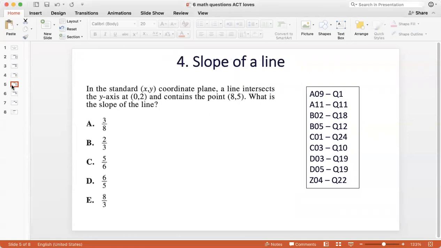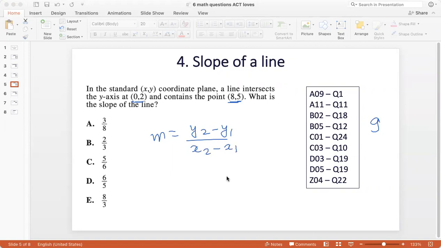Okay. The fourth type in terms of number is the slope of a line. This was asked 9 times on the tests that I looked at. Each of these question numbers is a slope question. So in the standard xy coordinate plane, a line intersects the y-axis at this point and contains this point. What is the slope of the line? So the slope of the line is given by the formula that all of you know, y2 minus y1 divided by x2 minus x1. So that would be 5 minus 2, 3, by 8 minus 0, 8. So the slope is 3 by 8.